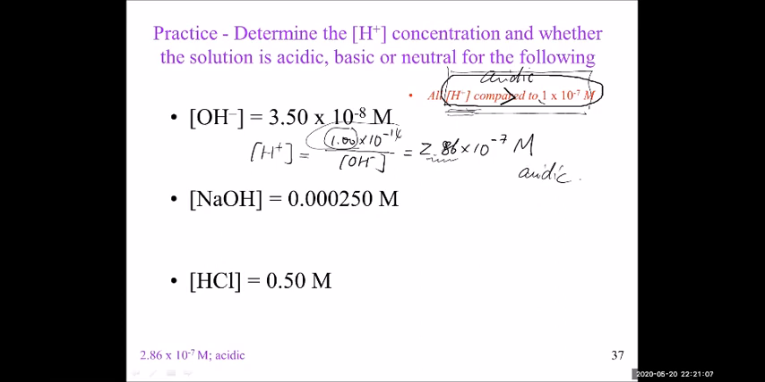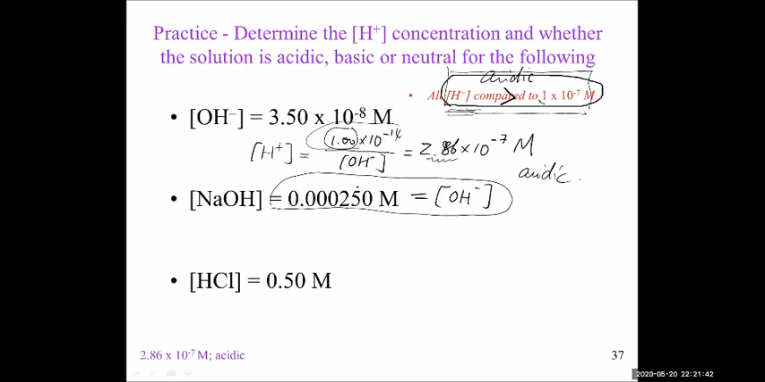Okay, next example, sodium hydroxide, 0.000250 M. Where does H plus come from? Okay. Keep in mind, this is a strong base. We showed you the alkali metals give a strong base. So when you have a strong base, the hydroxide concentration will equal the concentration of the compound, because it completely becomes ions as a strong base.